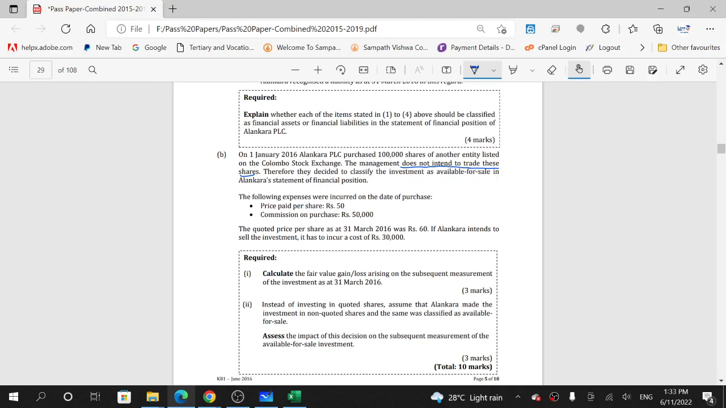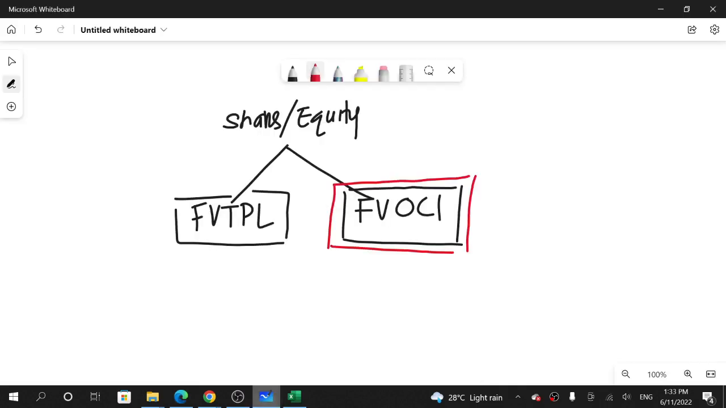Second one. Instead of investing in quoted shares, assume that Alankara made the investment in non-quoted shares and the same was classified as fair value through OCI. This is from the previous paper. So there are two questions. First one is to calculate the fair value gain or loss arising on the subsequent measurement. That's the first part. So shall we calculate it?